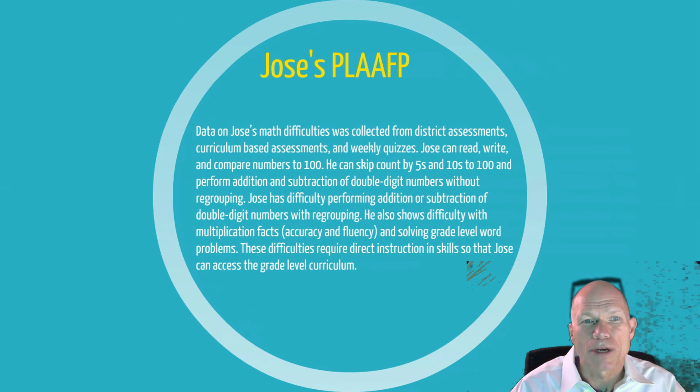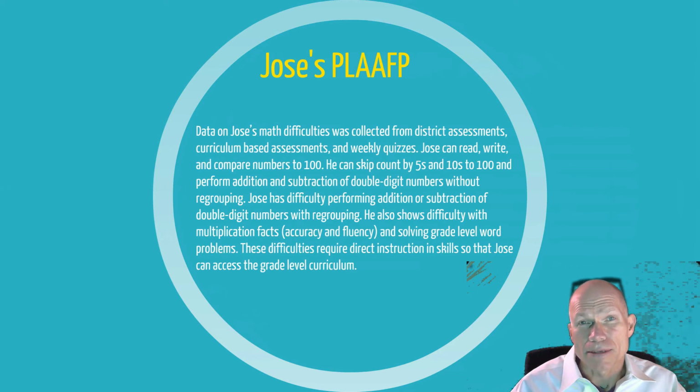And here's the PLAAFP that we've come up with for Jose. Data on Jose's math difficulties was collected from district assessments, curriculum-based assessments, and weekly quizzes. Jose can read, write, and compare numbers to 100. He can skip count by 5s and 10s to 100, and perform addition and subtraction of double-digit numbers without regrouping. Jose has difficulty performing addition or subtraction of double-digit numbers with regrouping. He also shows difficulty with multiplication facts, both accuracy and fluency, and solving grade-level word problems. These difficulties require direct instruction and skills so that Jose can access the grade-level curriculum.